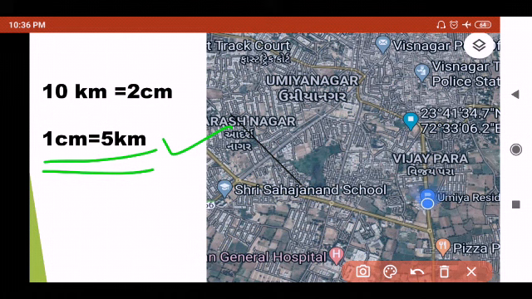The scale is very important in any map. If you know the scale, you will be able to calculate the distance between any two places on the map.